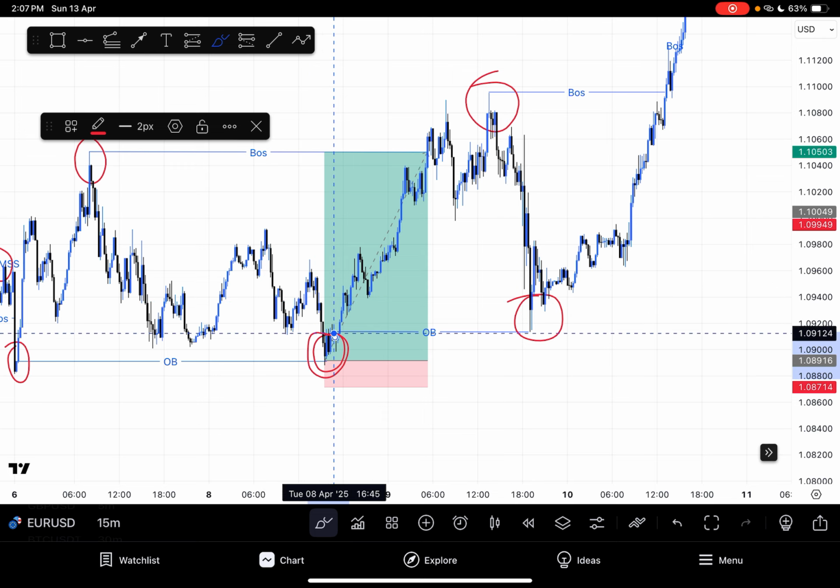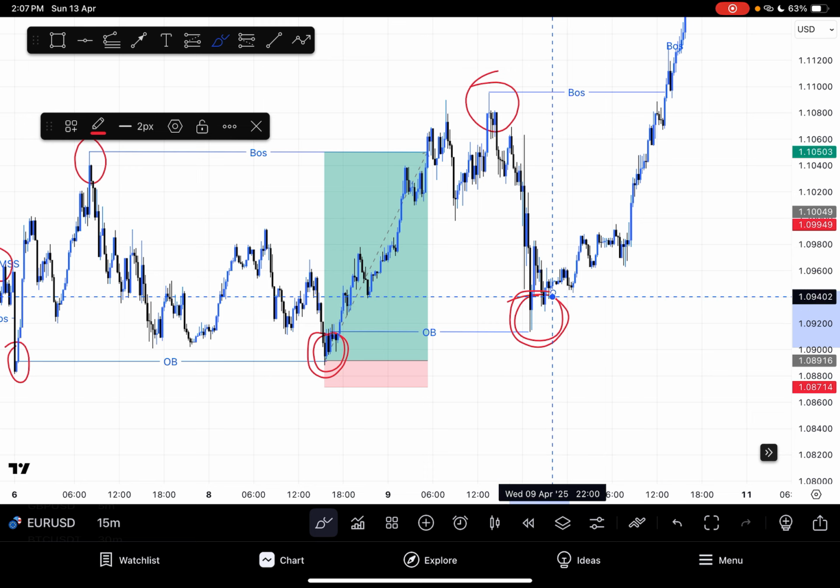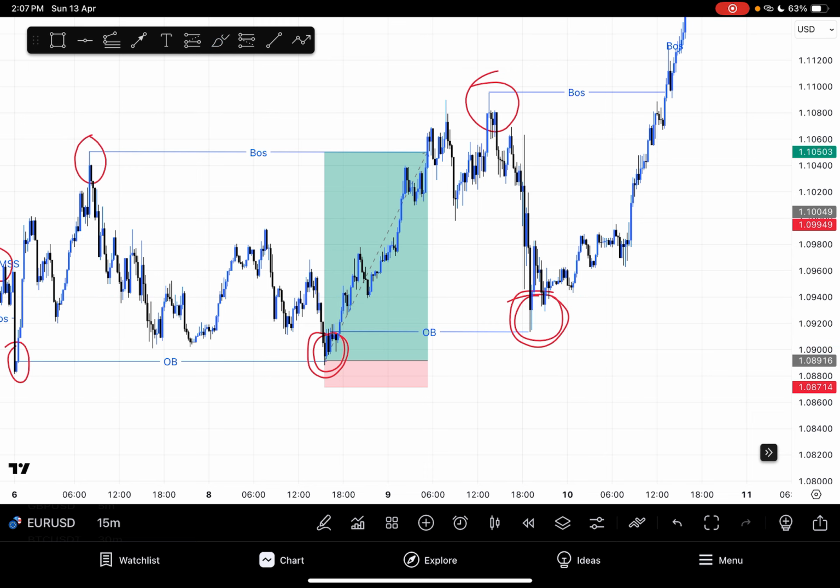This is the first pullback that retested on the OB after the market structure shift. This is the second pullback that retested on another OB after the market structure shift. So after the second pullback, you should always avoid taking any trades.